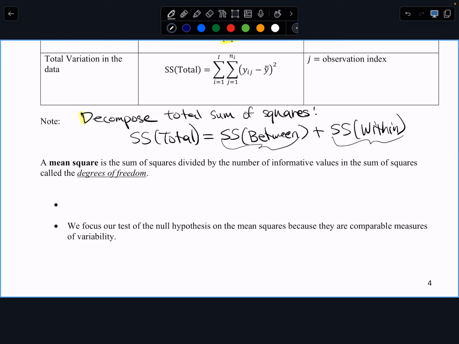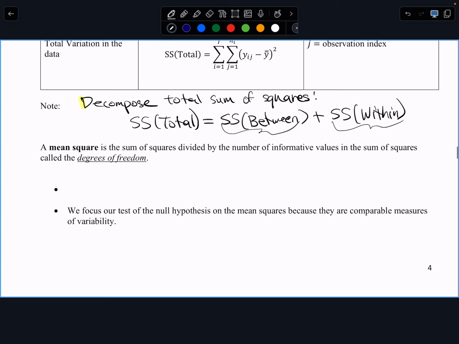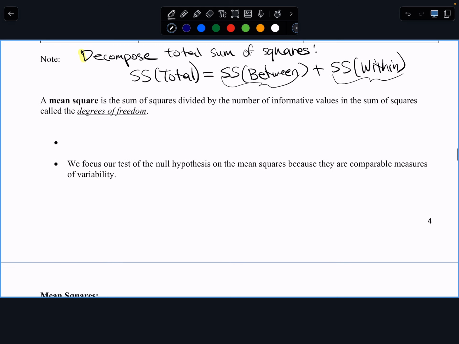A mean square is nothing more than a sum of squares divided by degrees of freedom. So I take my sum of squares and divide by degrees of freedom. Each of those sums of squares from above can be divided by degrees of freedom, which takes the sample size into consideration so that we can have comparable measures of variability: variability between groups and variability within groups.